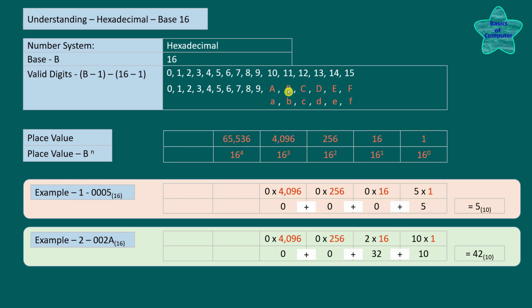10 we write as A, 11 we write as B, 12 we write as C, 13 as D, 14 as E, 15 as F. So after we reach F, again it comes back to 0, because F, 15, is the last digit. Take a look at it and understand.